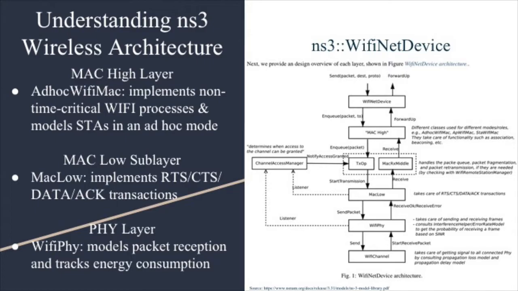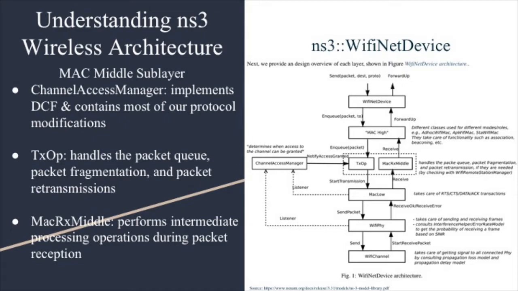The MAC low sublayer, which is delineated by the box MAC low, implements RTS, CTS, data, and ACK transactions. And then the PHY layer models packet reception and tracks energy consumption. The creators of NS3 implemented all of these things to match as closely as possible actual physical wireless network interface cards and the IEEE 802.11 specifications.